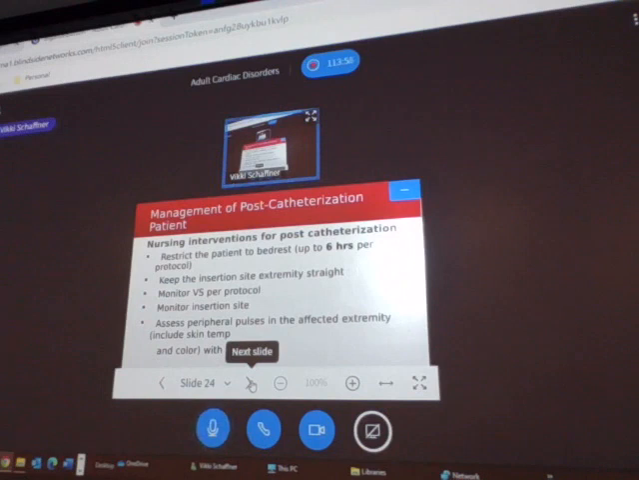So you want to keep the extremity which was entered, whether it's the radial artery or the femoral artery, straight. You don't want to be bending it, because that's going to slow down blood flow. We don't want to do that. We want to monitor vital signs. You want to look at the insertion site, because we've got to make sure that it's not bleeding. And how do we know if it's bleeding? See blood? You see blood, or there's a hematoma developing underneath it.